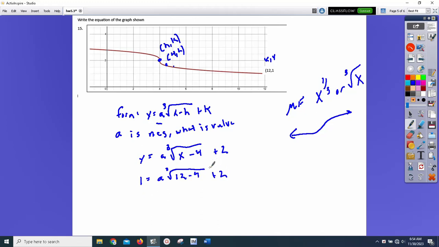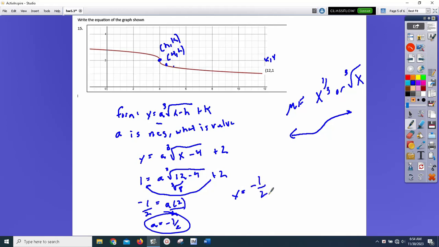All right, so I can subtract the 2. It's negative 1. This is going to be the cubic root of 8, which is 2. Then I divide by 2. There we go. A is negative 1/2. So here's my full equation. It's y equals negative 1/2 of the cubic root of x minus 4 plus 2.